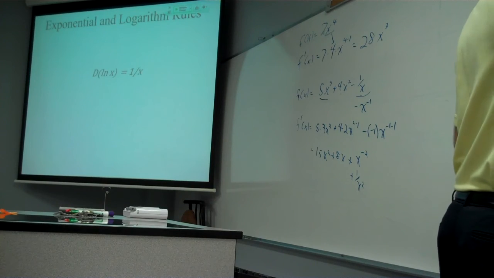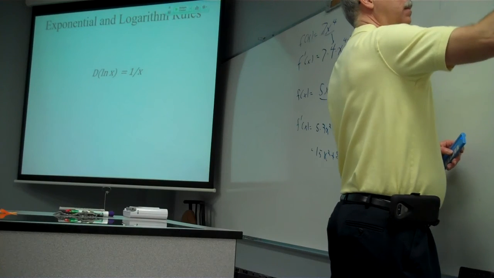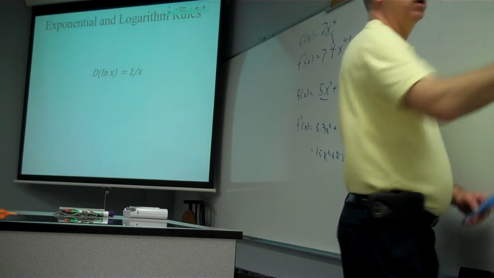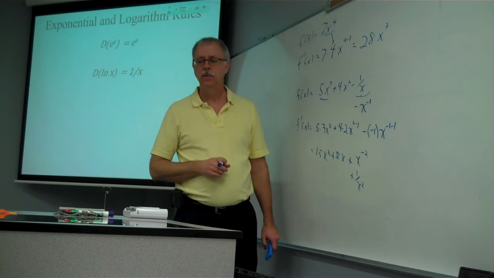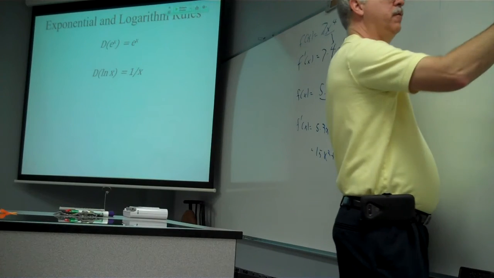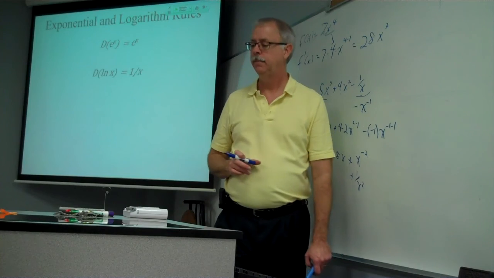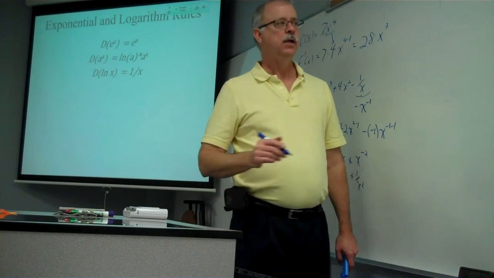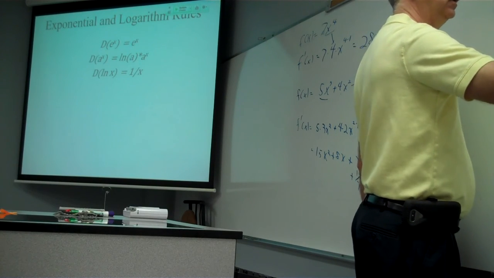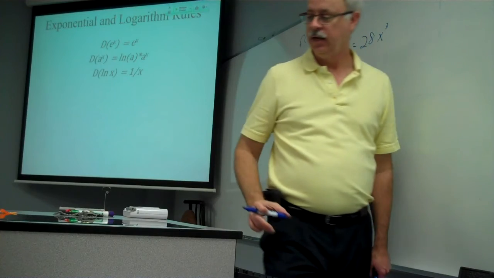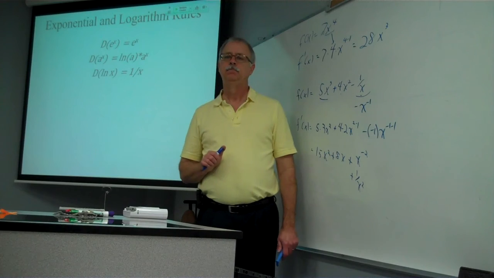Some more rules. The natural logarithm, its derivative is 1 over x. For the exponential, the derivative of e to the x power is e to the x power. The derivative of a to the x power, we're not going to see much because it's actually a much more complicated formula. It's the natural log of a times a to the x.